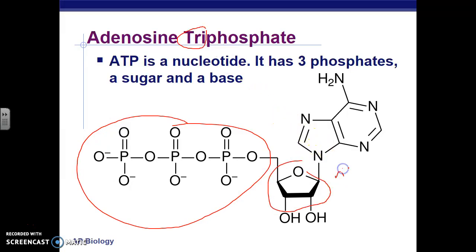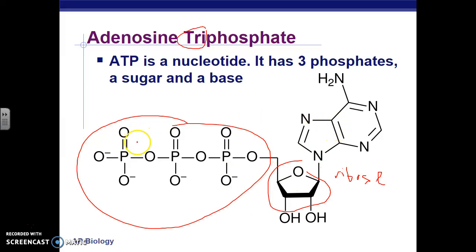Let's see if I can write it with the pointer. So ribose, it's an S-E. So that's the sugar ribose. And then the nitrogen base, adenine. We're going to learn more about nitrogen bases when we talk about DNA. This ATP is actually very similar to the structure of DNA, or DNA nucleotides. Now the most important question is: of these 3 things in the molecule, the 3 phosphate groups, the sugar and the base, where is the energy stored?